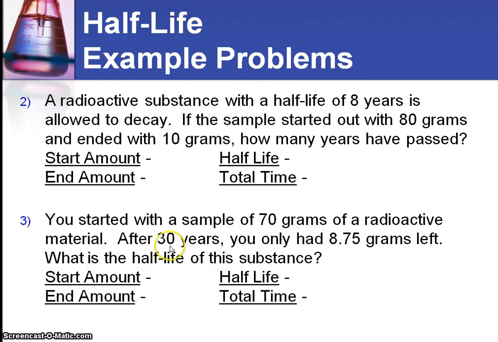This time they didn't give us the half-life, they gave us the total time. So if we have 30 total years, and we went through 3 half-lives, each half-life is 10 years.